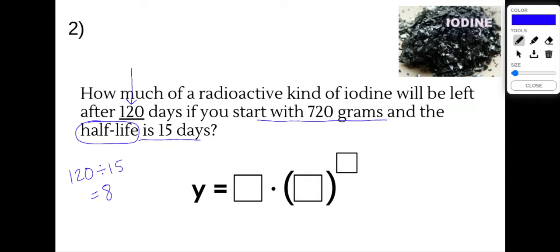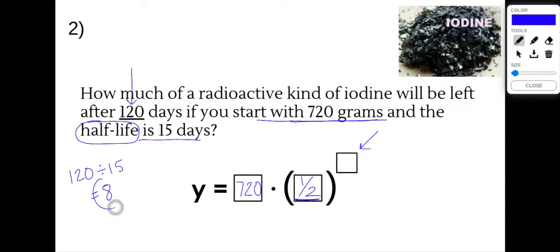Okay, our A value is our starting amount. Remember, we're starting with 720 grams. So 720 goes here. Now our B value is what we're multiplying by. This is half-life, so I want to multiply by half, which is going to take it in half. And then our X up here, this is our time periods. How many half-lives are we going to have?